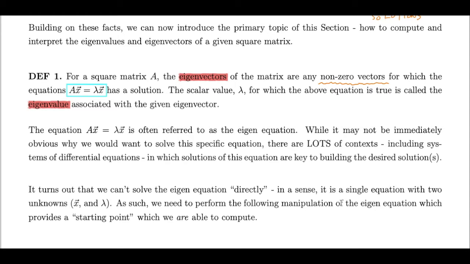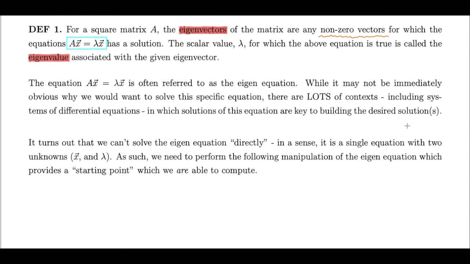So what I need to do, and I've pointed this out at the bottom of the page here, is manipulate this equation a little bit so that it will be in a form which allows me some sort of starting point that I can compute, and then from that starting point I can go back and track down all of the ingredients that I need. Let me show you what I mean.